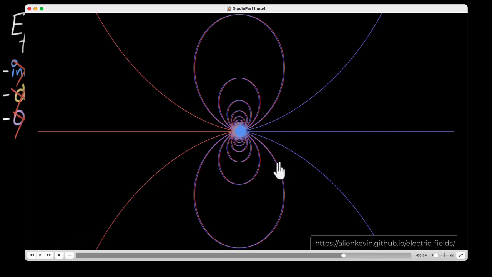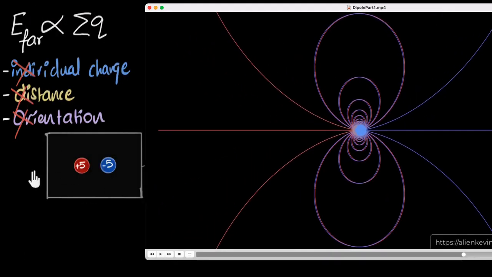But my question is, what does the strength of the dipole field depend on? Because the total charge is 0. So what does it depend on? Well, let's do the same exercise as before. First, let's change the individual charges. Instead of +5 and -5, what if I make them +10 and -10? Can you visualize what the new field would look like? Would it be the same? The pattern would be the same, but would the whole thing look the same or would it change?